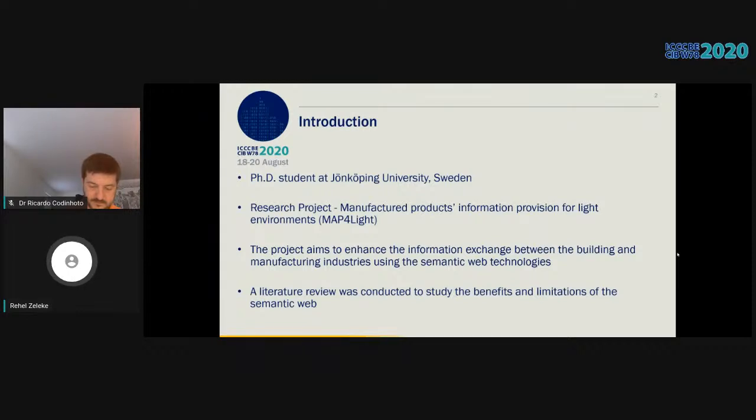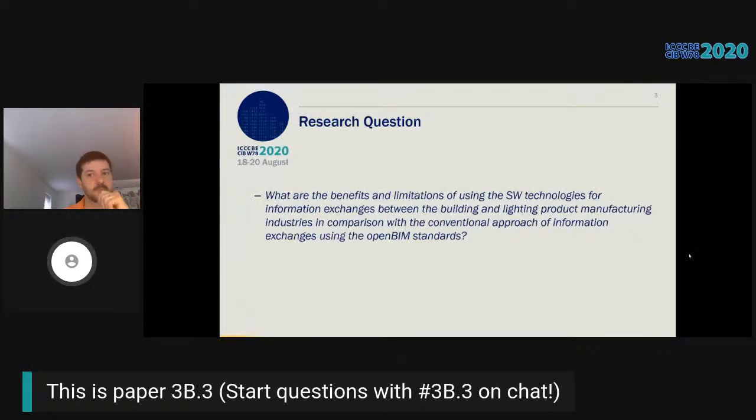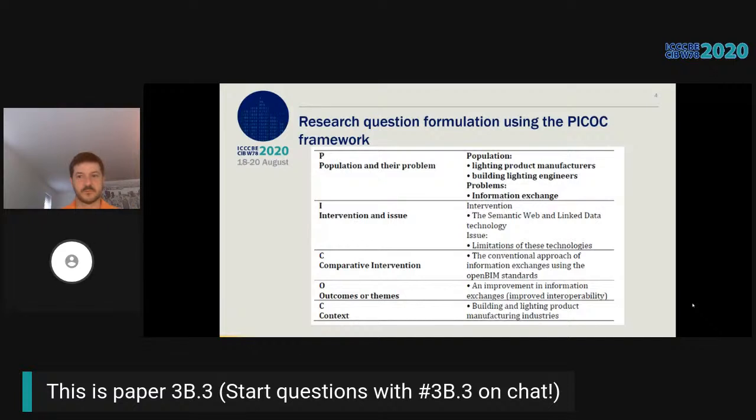This is the first work of an ongoing PhD research project that aims to enhance the information exchange between the building and manufacturing industries using the semantic web technologies. And to better understand the benefits and limitations of these technologies, a literature review was conducted with a research question: what are the benefits and limitations of using the semantic web technologies for information exchange between the building and manufacturing industries in comparison with the conventional approach of information exchange using the OpenBIM standards?